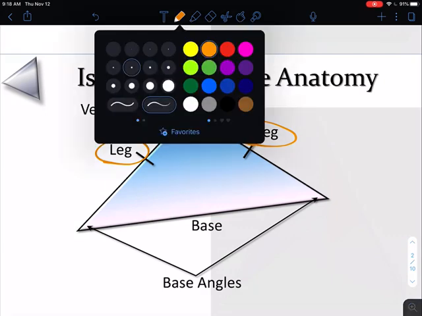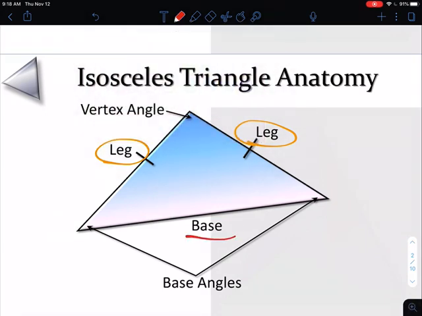Now the side that is not congruent, so the non-congruent side of your triangle, is going to be called the base. So every isosceles triangle has two legs and a base. Now that base does not have to be the bottom of the triangle. So if I were to draw an isosceles triangle this way, where these two sides are congruent, that means this is a leg, my base is actually the top. So don't get caught up with base having to be the bottom of a figure. We're talking about the non-congruent side in the triangle.